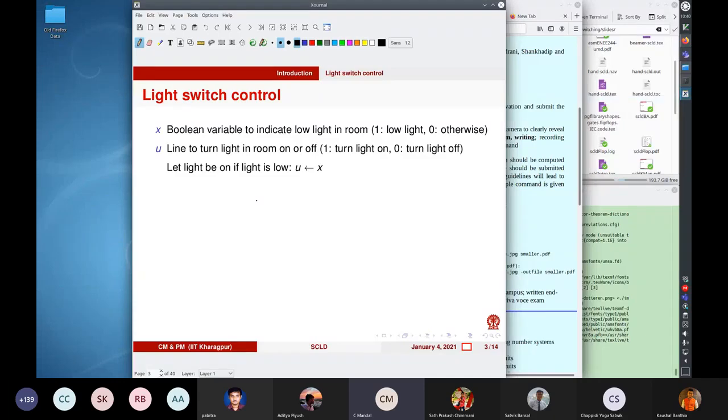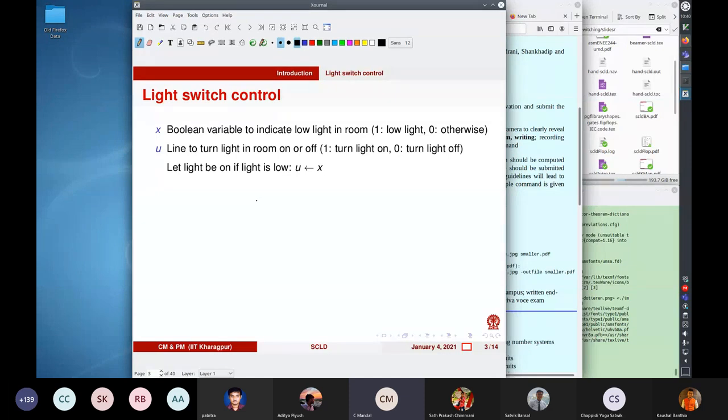So you are able to sense it. Now what do you do with that? So presumably you have an electrically actuated switch which can be controlled again by some Boolean input. Now again I'm saying Boolean input.